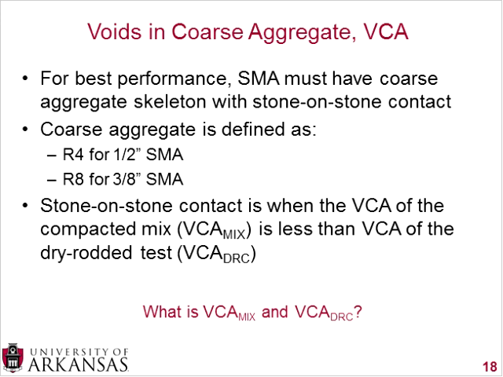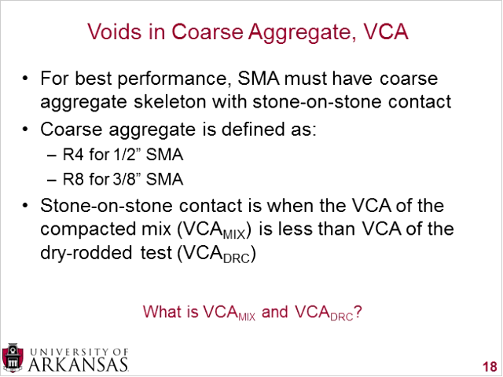So, the voids in coarse aggregate. If you recall, we had a VCA mix and a VCA DRC. For the best performance, the reason this came about is that the SMA must have a coarse aggregate skeleton with stone-on-stone contact. So you can imagine how important it is to understand the voids in coarse aggregate in order to get that stone-on-stone contact.